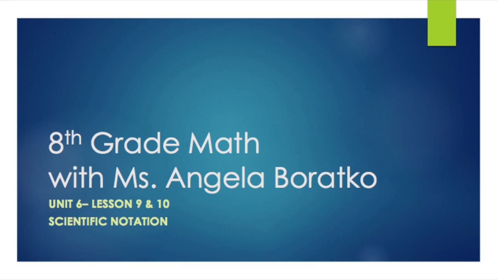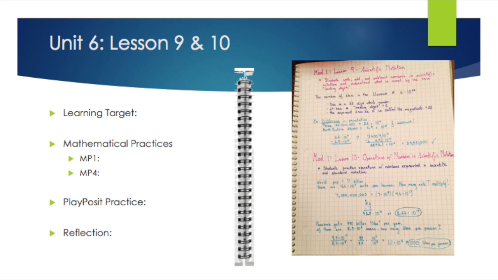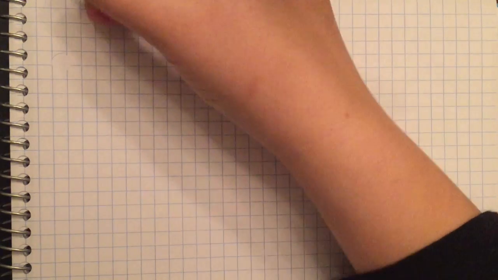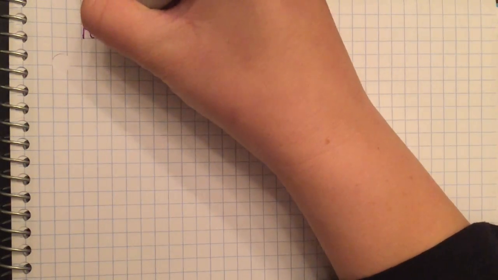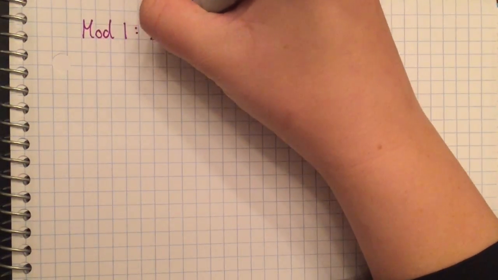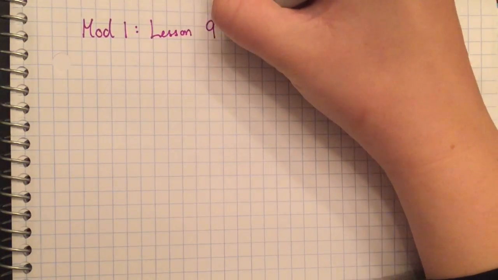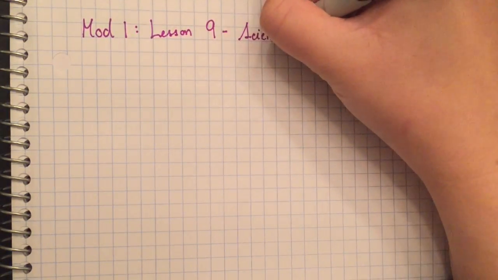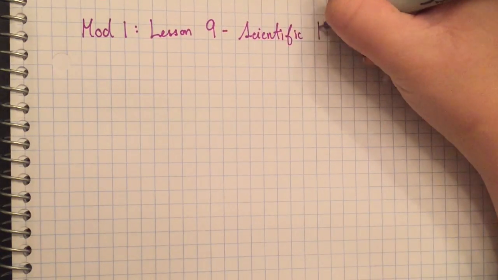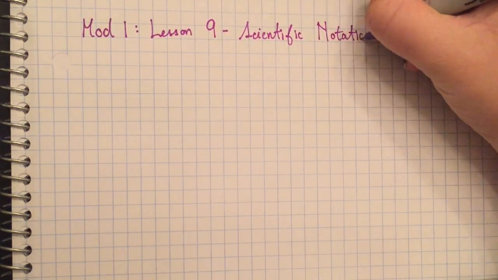Hi everyone, today we're looking at lessons 9 and 10 in Module 1, and this is where we're really going to start getting into the idea of scientific notation. So Module 1, Lesson 9, introduces us to scientific notation.